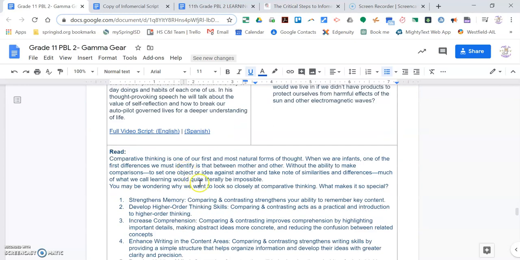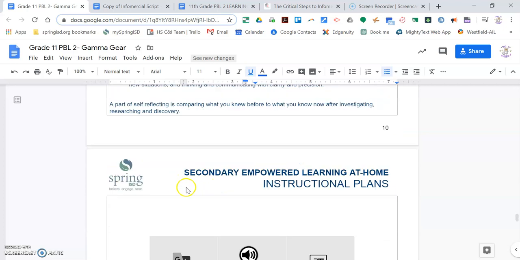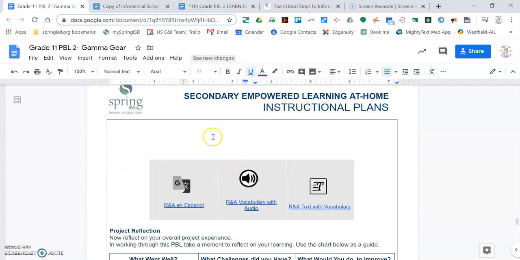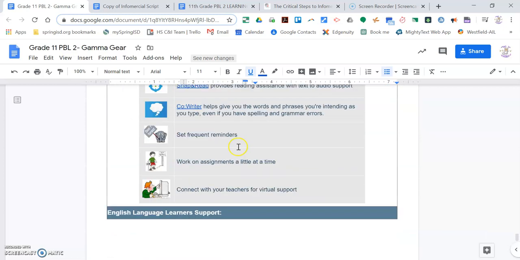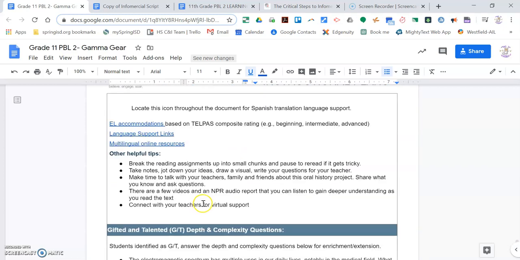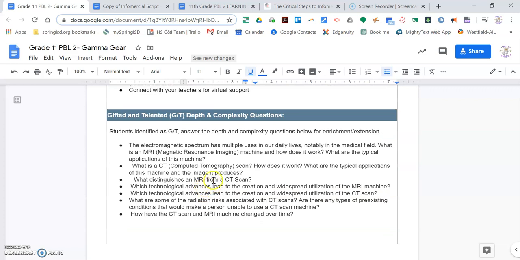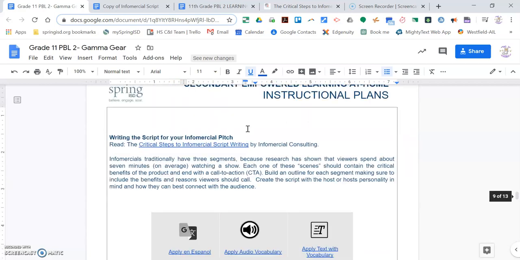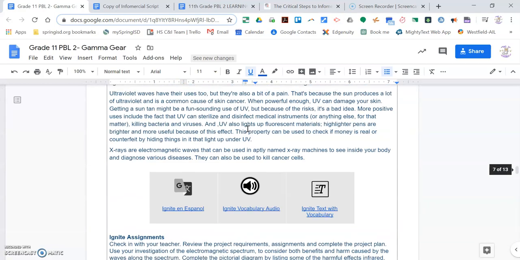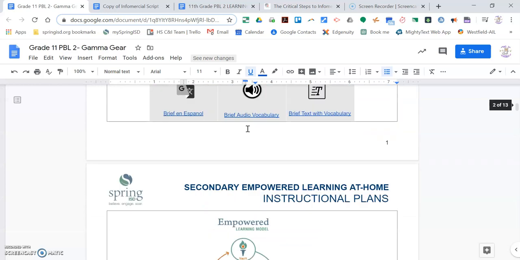Then you have a reflect and adapt, which is always important for students to do after they have done their project. And then at the very end, you have special ed support, ELL support, and then for GT, you have the depth and complexity questions. Okay, so that is PBL2 for grade 11, Gamma Gear, looking at the electromagnetic spectrum.